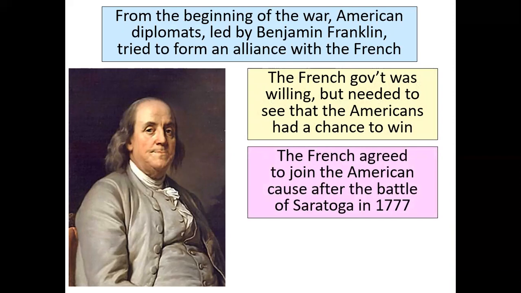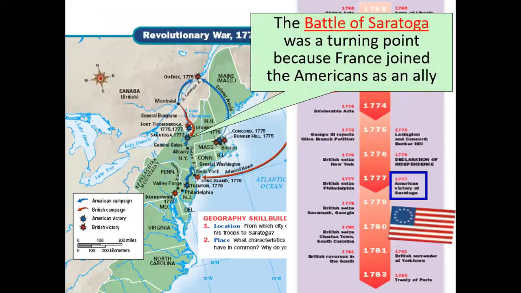Now, this happens after the Battle of Saratoga in 1777. Saratoga is the turning point. It's a big, major victory. We capture thousands of British troops here as a result of this battle. And France is now joining us as an ally. They're going to start providing support for us. So now the British are starting to be on the run.